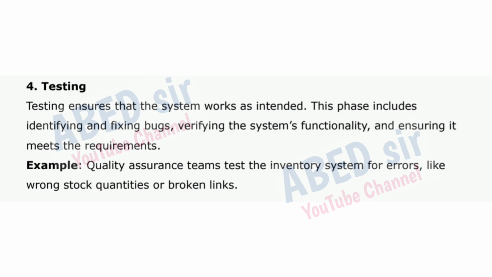4. Testing. Testing ensures that the system works as intended. This phase includes identifying and fixing bugs, verifying the system's functionality, and ensuring it meets the requirements. Example, quality assurance teams test the inventory system for errors like wrong stock quantities or broken links.